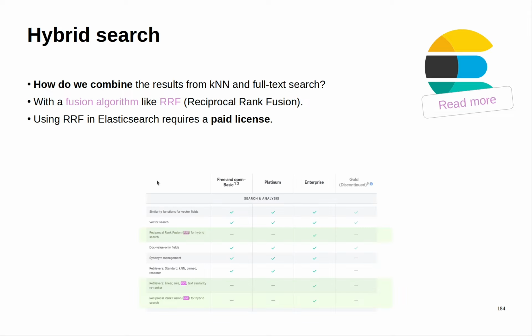I also want to mention that with Elasticsearch, if you want to use this algorithm, you need to have a paid license. As you can see here, I took this from their website. Here in the free tier, I have highlighted the RRF option. You can see that it is not available. Even in the platinum subscription, you cannot use it. You need to have at least an enterprise subscription to be able to use this algorithm. And I didn't have this license, so I was stuck. This is why I did not include this in the course.